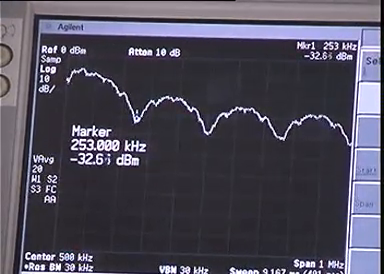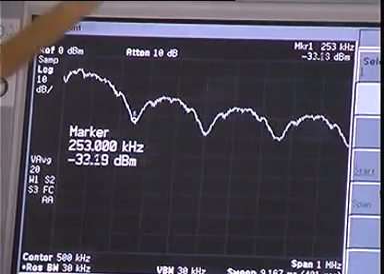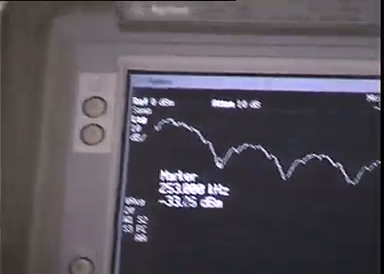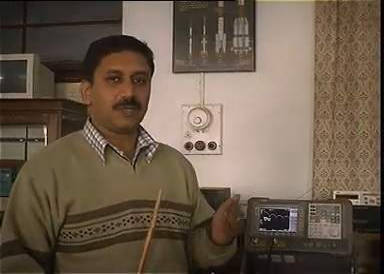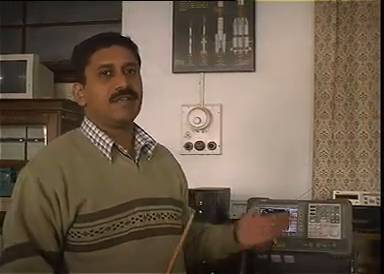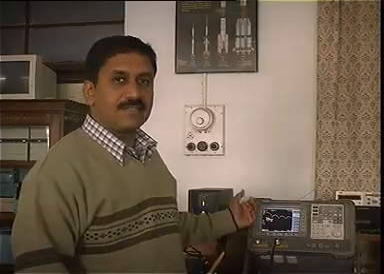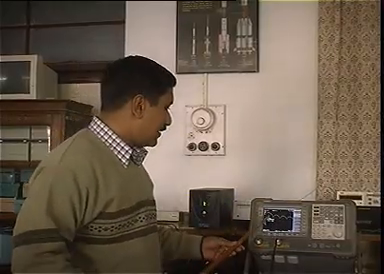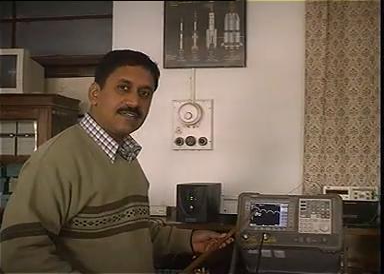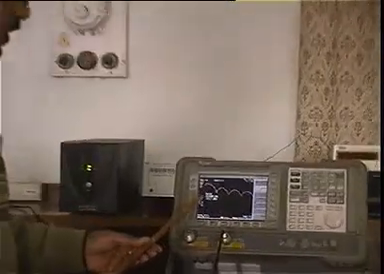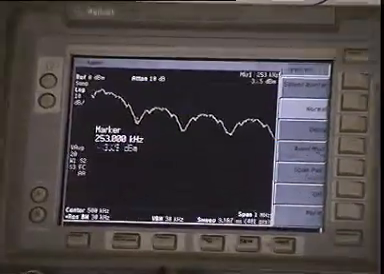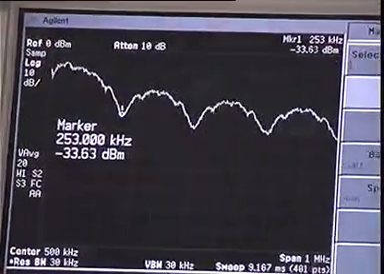Now let us compare this waveform with RZ. Remember, in the time domain, NRZ occupies larger time, RZ occupies less time. So NRZ occupying more time would have lesser bandwidth, and the one occupying less time will have more bandwidth. Let us now look at the RZ signal. Just note down that the marker position for the NRZ signal is at 253. The first null is happening at 253 kilohertz. Now let us move to the RZ waveform.